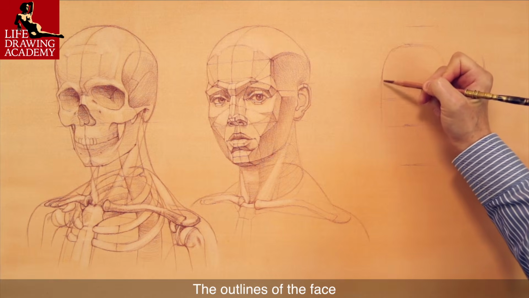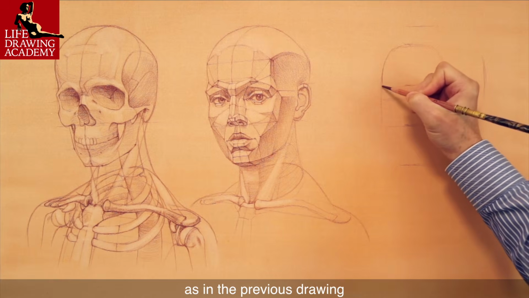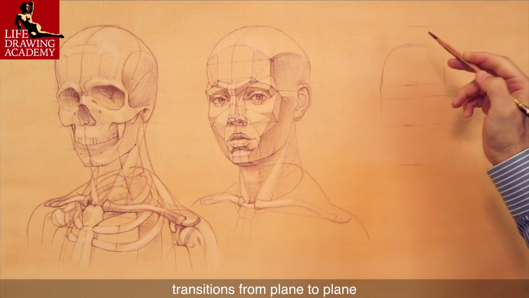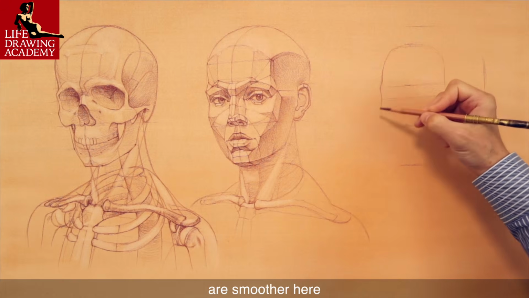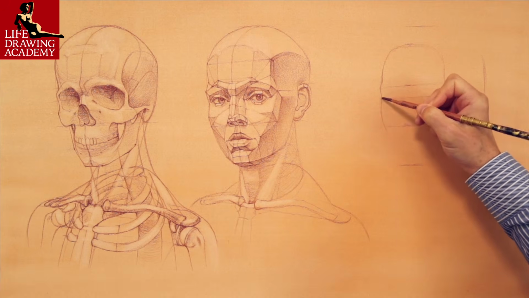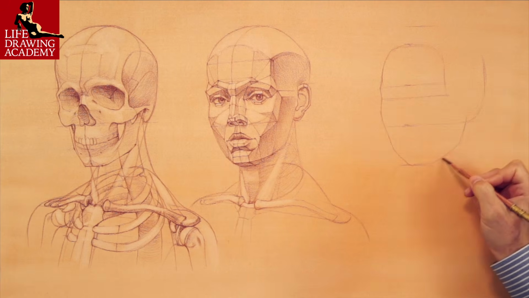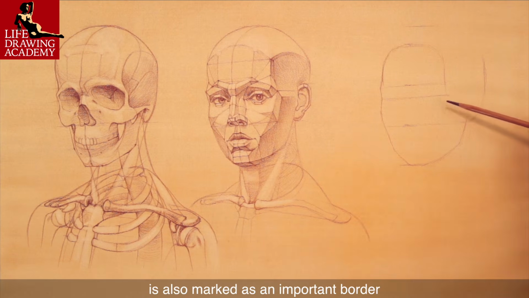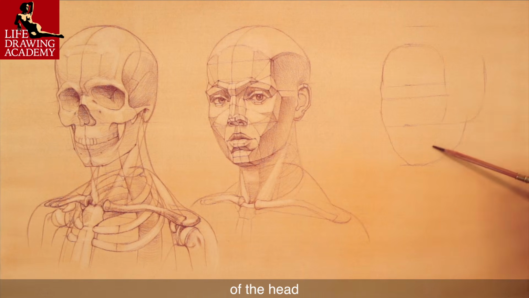The outlines of the face follow the same principles as in the previous drawing. Of course, transitions from plane to plane are smoother here. The width of the face is also marked as an important border between the front and side surfaces of the head.